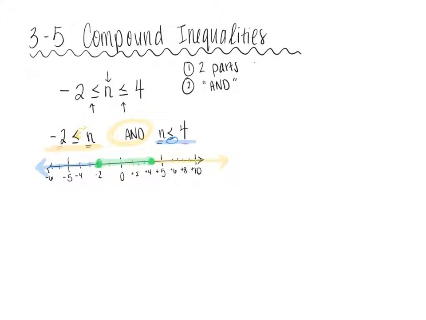So all of the solutions are represented right here. So it's true that -1 is greater than -2, and it's also less than 4. That could also be -1/2. That would be true. I could have a +2 because +2 is greater than -2, and it's also less than 4, right? It's right in between.